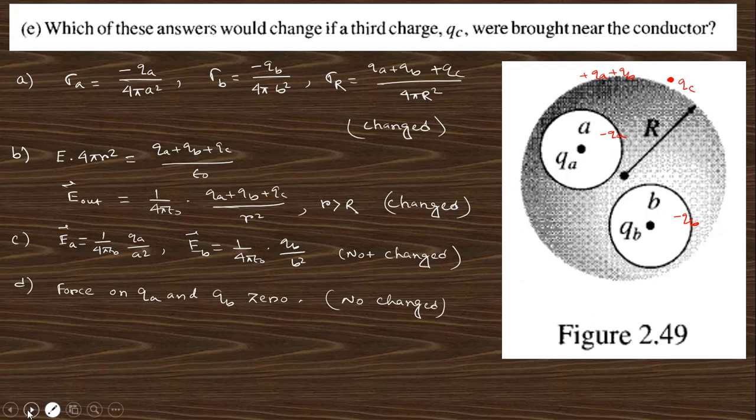I think it is clear. For any doubt you must comment in the comment box, and the calculations you need to do yourself and practice.